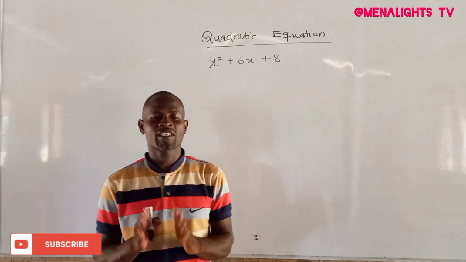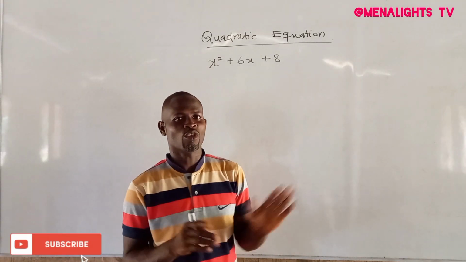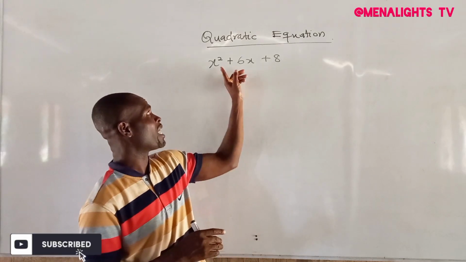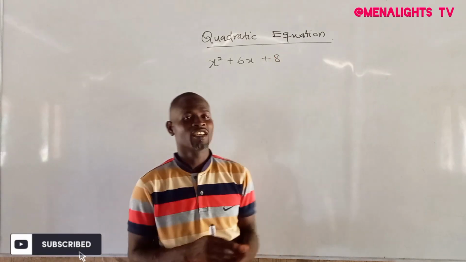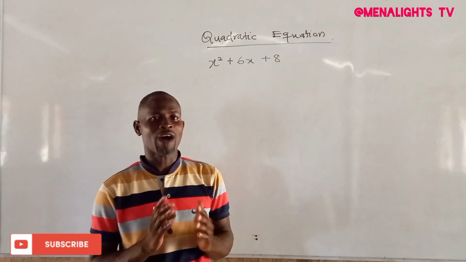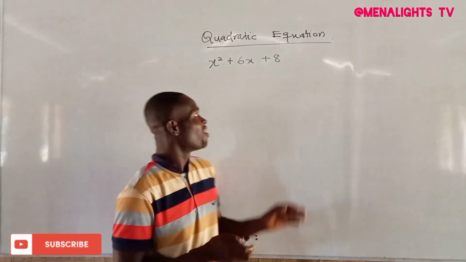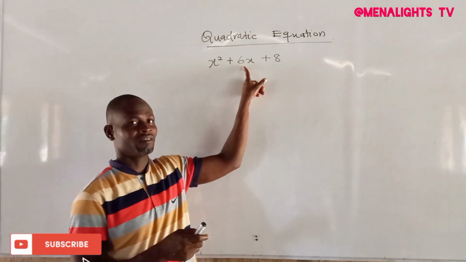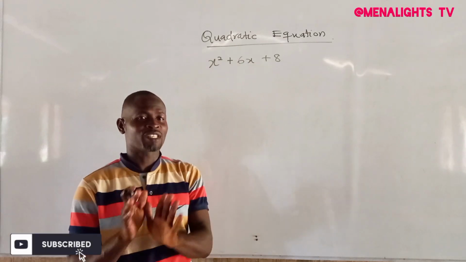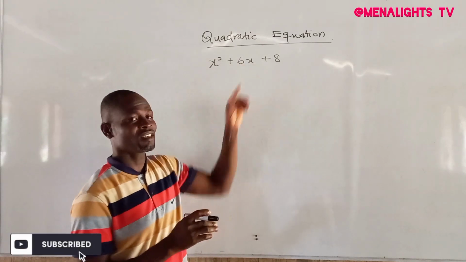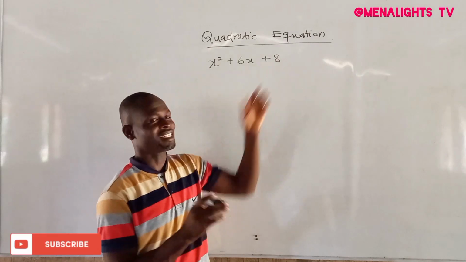Now, when we say quad, it means 4. When you look at the number of terms that we have here, you have 1, 2, 3, which is supposed to be what? 4. So what we have to do is, the rule says that for the number we have in the middle, you look for two numbers. When you add, you get 6. When you multiply, you get 8.